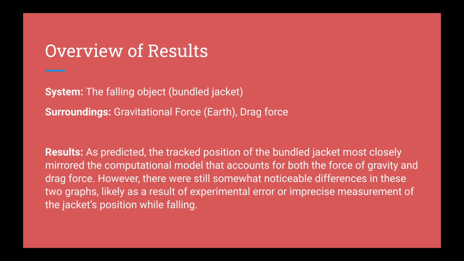The system in this experiment included the falling object, which was the bundle jacket, while the surroundings included the gravitational force due to Earth and the drag force. Result: as predicted, the tracked position of the bundle jacket most closely mirrored the computational model that accounts for both the force of gravity and drag force. However, there are still somewhat noticeable differences in these two graphs, likely as a result of experimental error or imprecise measurement of position while falling.